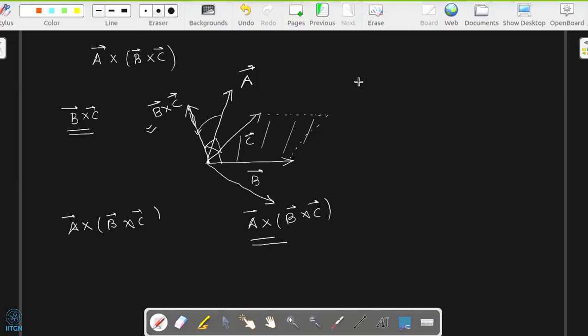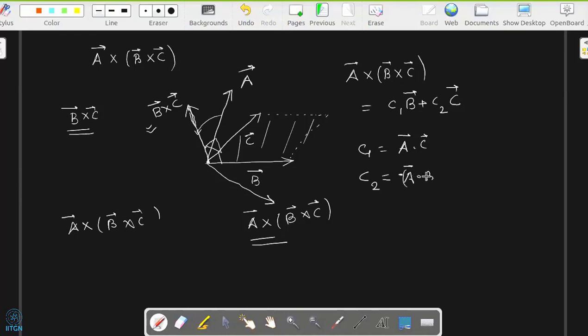That's why we have written this as some C1 B plus C2 C, where C1 is equal to A dot C, because it's a well established relationship, and minus A dot B. This is because the vector lies in the plane formed by vectors B and C. That's why we can write this, and that is the reason we got this expression. So this is the geometrical interpretation of the triple product of three vectors.